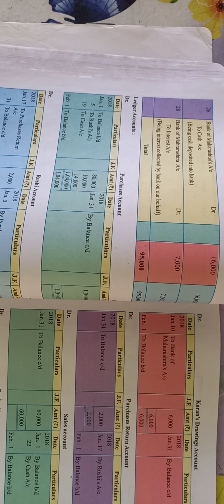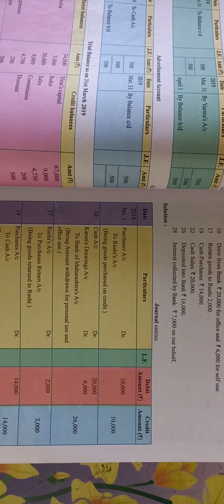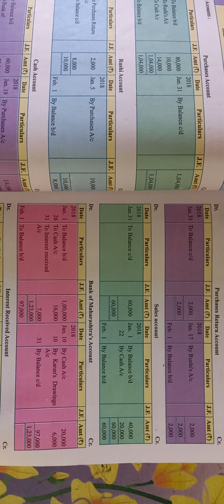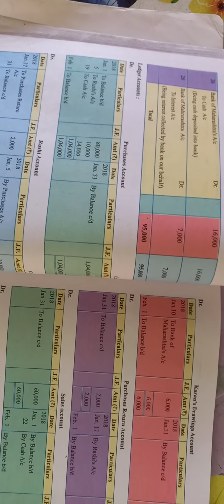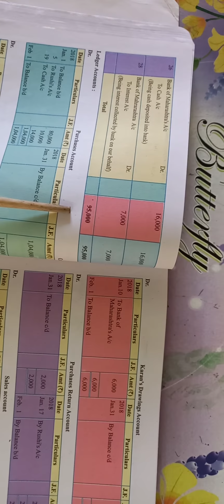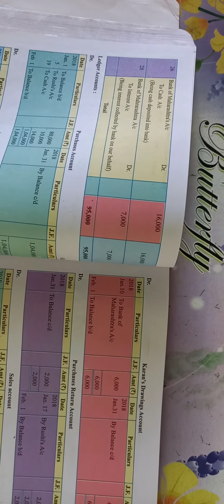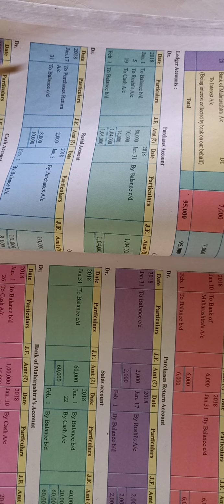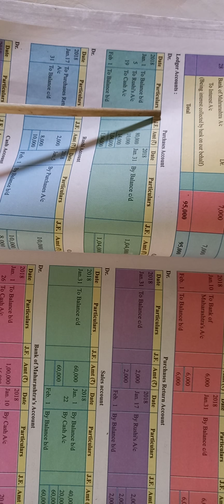After that, our next step, we have to do the total of these journal entries. So debit total and credit total. Here we have to do the total. Total is 95,000 in the debit column and 95,000 in the credit column. Our next step is we have to prepare ledger accounts.